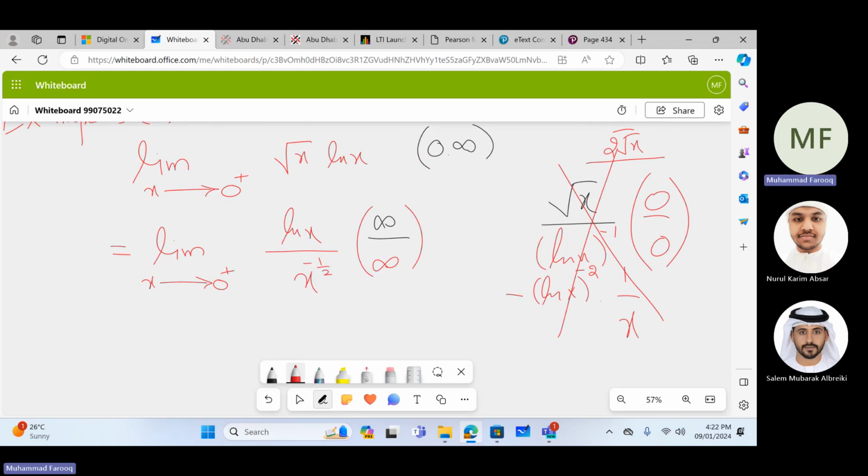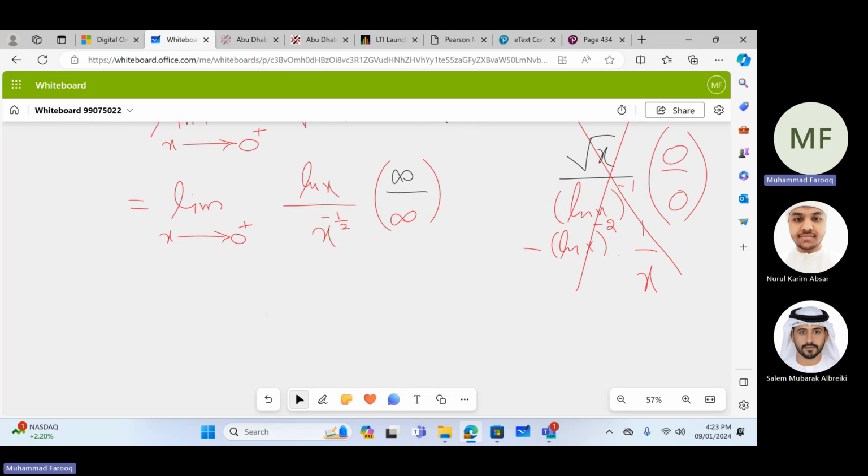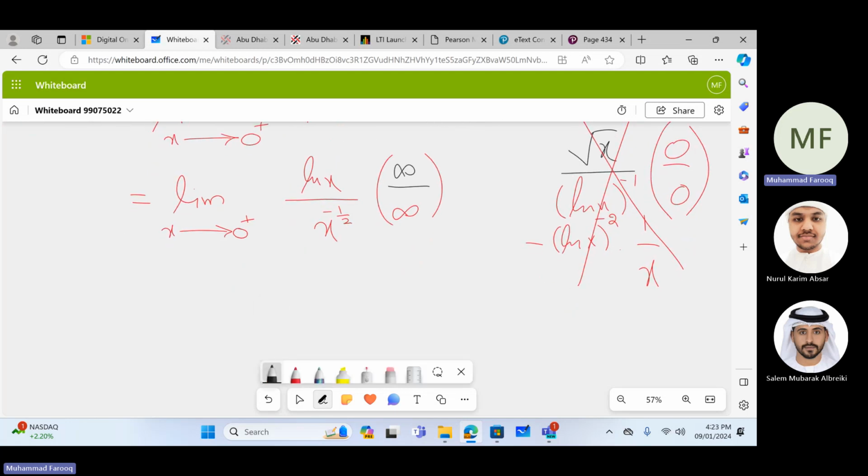How will we know that the limit was infinity? Substitute 0 here. ln 0 is undefined, it is minus infinity. Check with your calculator. Yes, mostly it is infinity. Exactly.